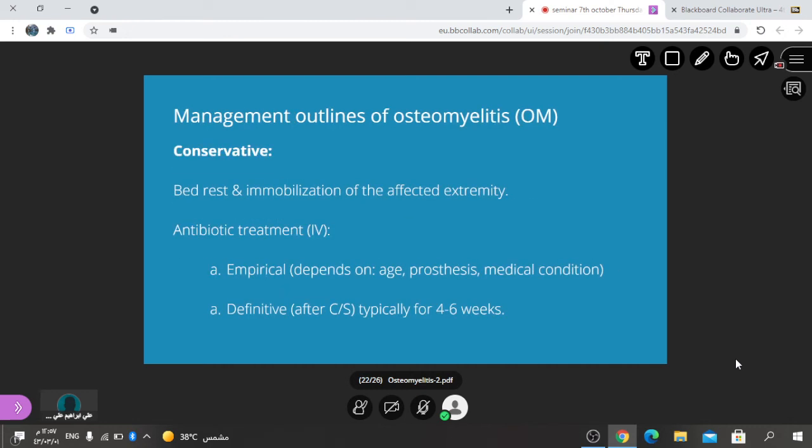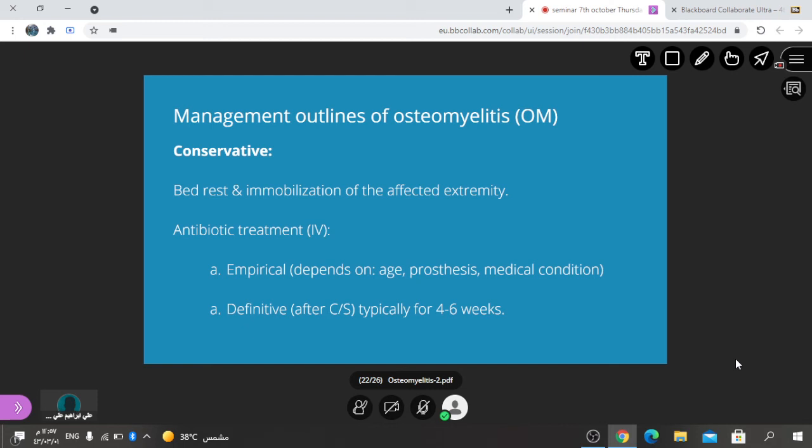Now let's start the management, the end of the story, and we hope it's a happy end. We will start with the conservative choice, unless we have an indication for surgery, which we will discuss right now. Conservative management includes bed rest and immobilization of the affected extremity, which is very important. Then antibiotic treatment: we'll start empirical antibiotics if we couldn't obtain the biopsy very early.